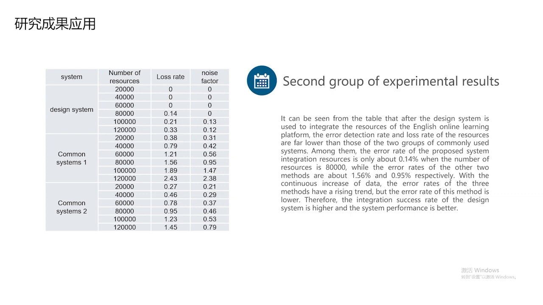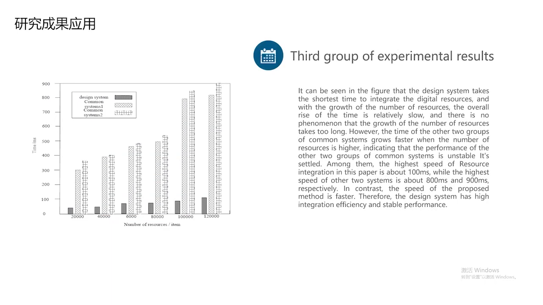0.95% respectively. With the continuous increase of data, the error rates of the three methods have a rising trend, but the error rate of the designed method remains lower. Therefore, the integration success rate of the designed system is higher and the system performance is better than the common systems. Now look at the third group of experimental results.